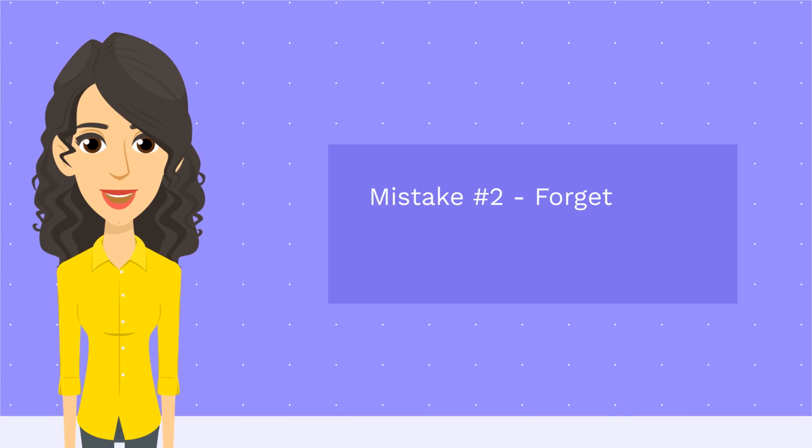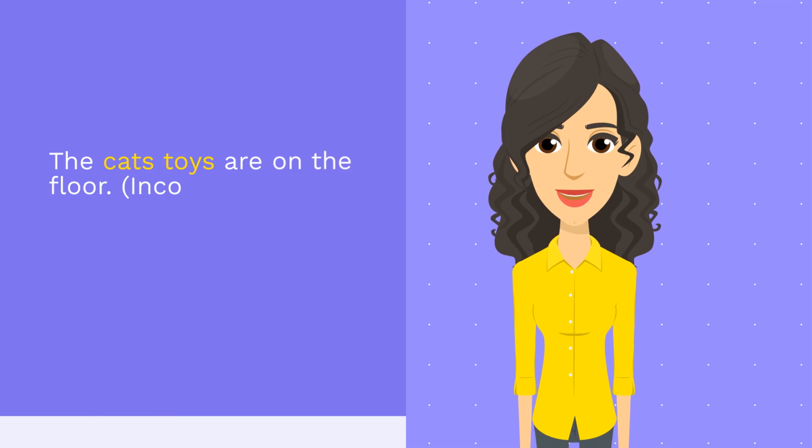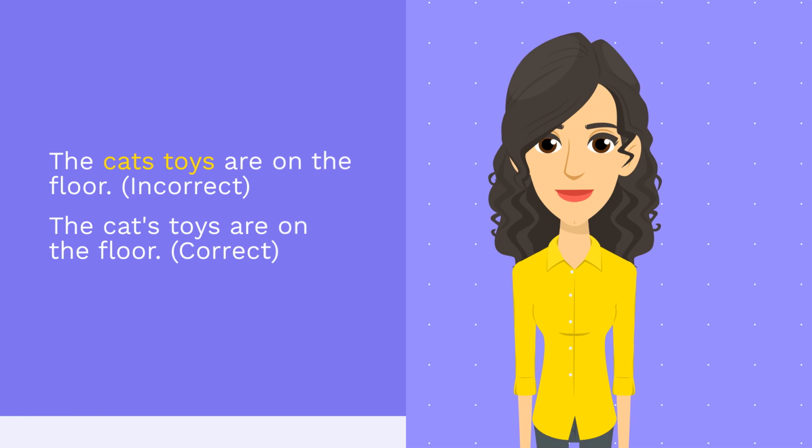Mistake number 2, forgetting to use an apostrophe to indicate possession. The cats toys are on the floor. Incorrect. The cat's toys are on the floor. Correct.